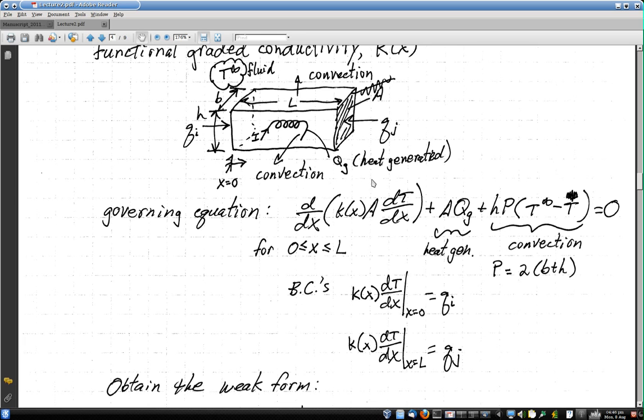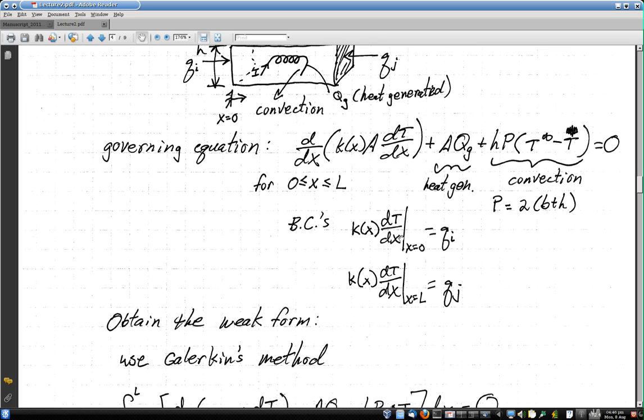And then we're going to have heat convection on the surface. So this is my perimeter. P is my perimeter, H is my convection coefficient. So that's my ODE, the strong form of the ODE, and it is subjected to boundary conditions. So we have external heat flux on both sides that are based on these.